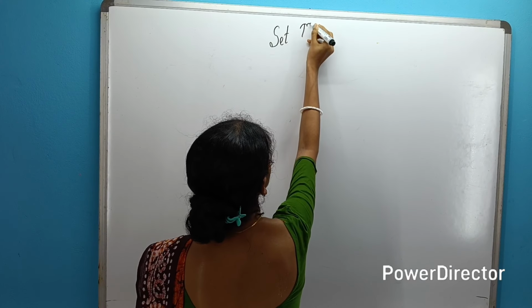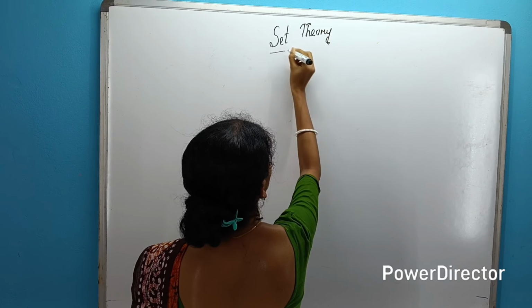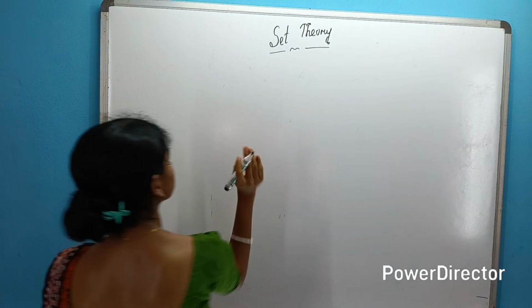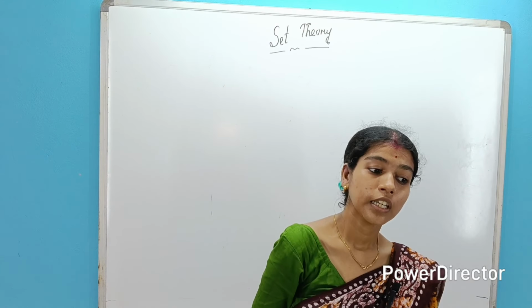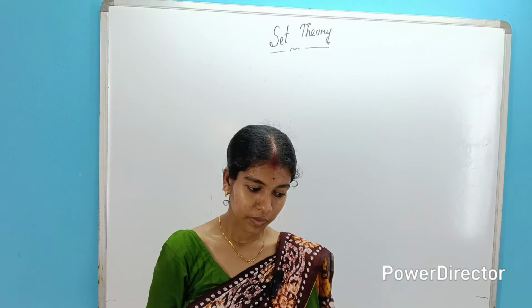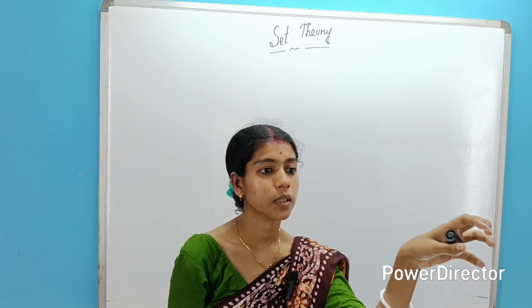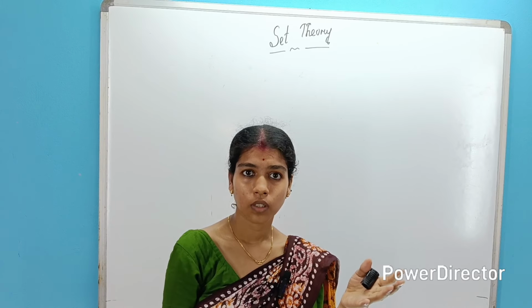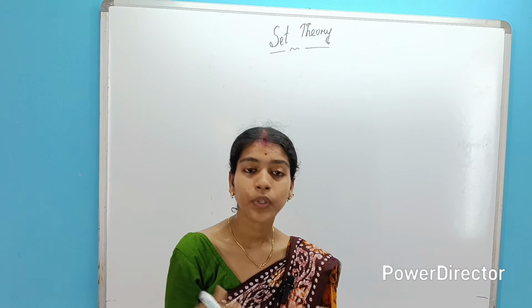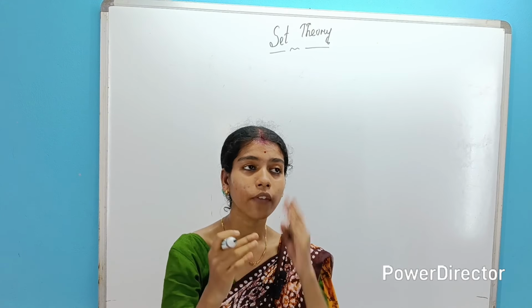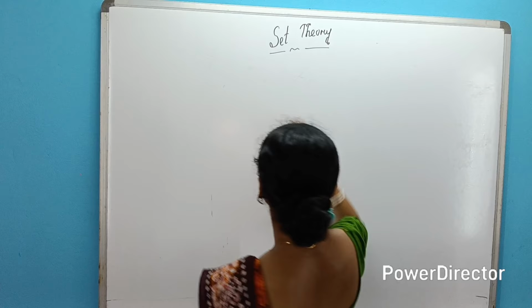Set theory. Set theory means the collection. So collection of not any kind of thing. Collection should be well defined. That means you have to define that yes, you are going to collect some numbers. Which kind of number? Is it integer? Is it rational or irrational? Is it prime or composite? So you have to know the basic terminology, like what is well defined.